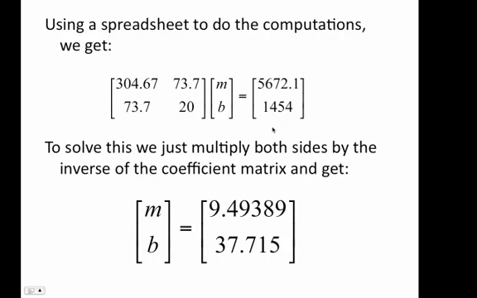And what do we do next? You're familiar with this. We're on familiar ground. What do we do from here? We find the inverse, it's now invertible, of this coefficient matrix, and we multiply both sides by its inverse.